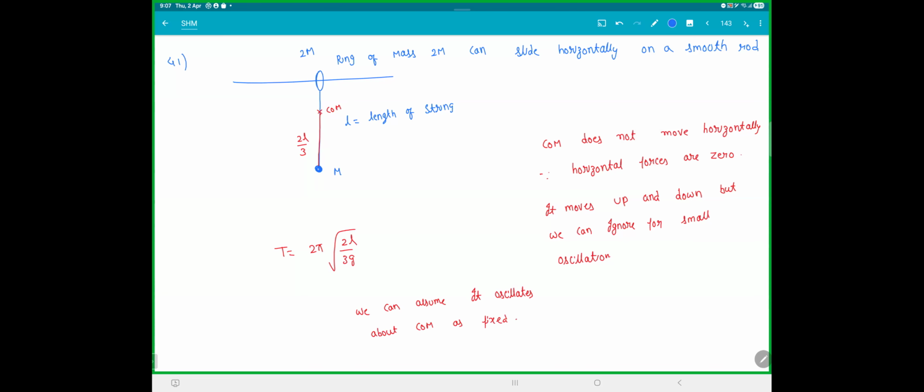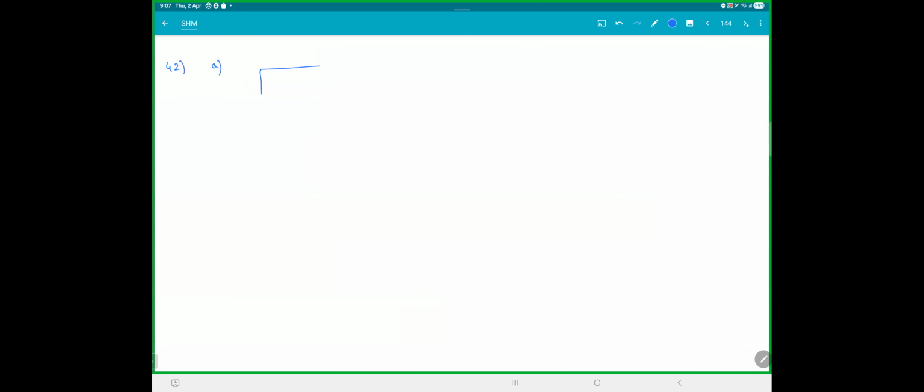Next one. Let's say we have this elevator. Inside we have a mass m, length L. Gravity is present, and this elevator is going up with acceleration A. Find the time period for small oscillations. What if the elevator is going horizontally and you have a pendulum inside, mass m and length L? Again, find the time period for small oscillations.